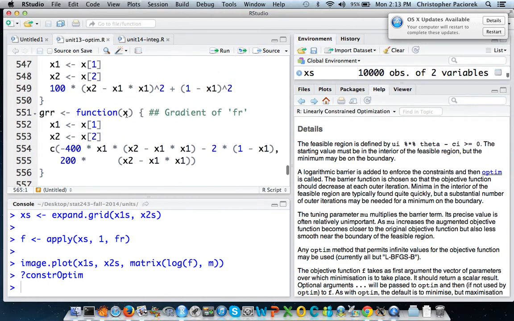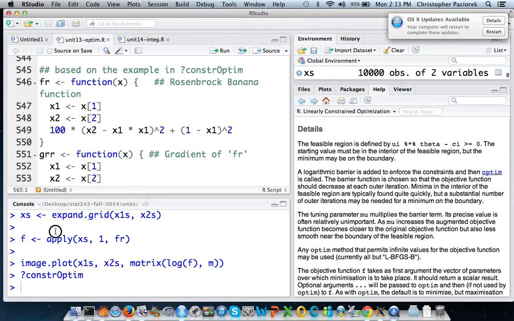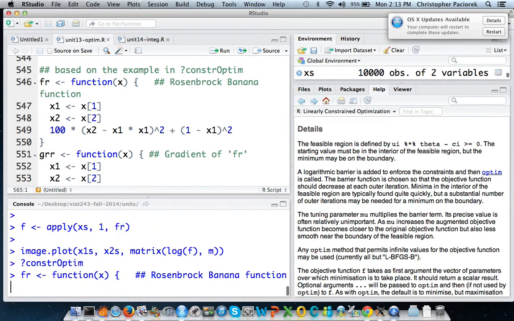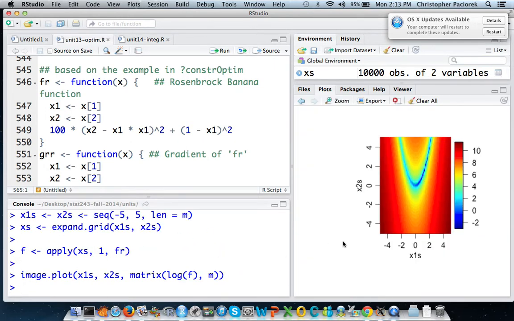Okay, so here's the function I'm going to go ahead and minimize. I've already entered the code here to plot it. Oops. So this is called the Rosenbrock banana function, for obvious reasons. People will sometimes use this as a test problem, and it has this nice feature that it's definitely nonlinear in terms of the objective function. I don't know if I have anything more to say about it than that.